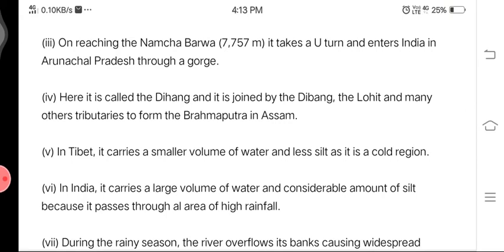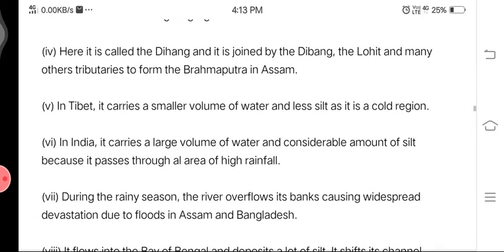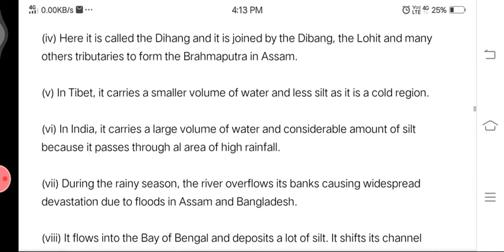Here it is called the Dihang. In Arunachal Pradesh, when it comes into India, it is called the Dihang, and it is joined by the Dibang, the Lohit, and many other tributaries. And then in Assam, these tributaries form the Brahmaputra.